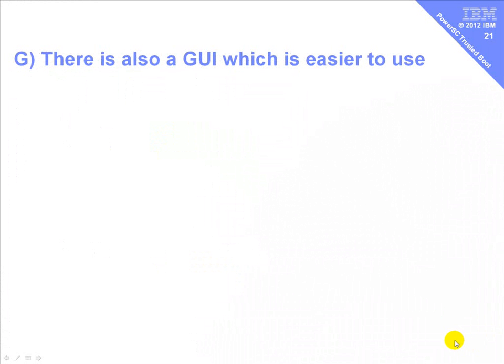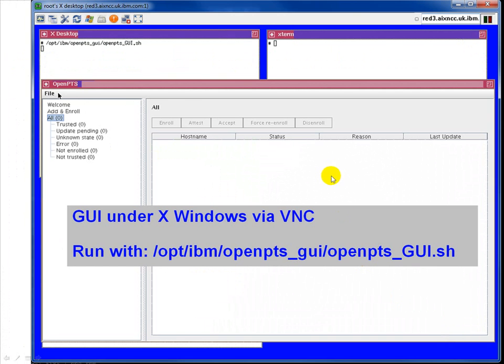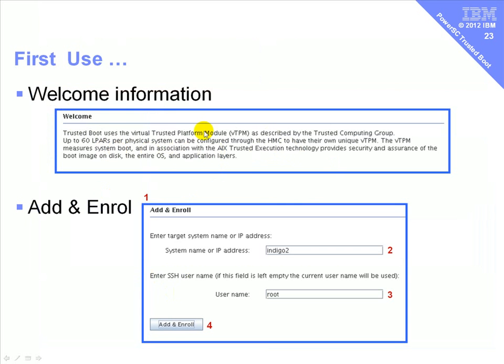Let's have a look at the graphical user interface, which I found a bit easier to use. So here's my X Windows starting up. In one window here, I've typed in this big long command, /opt/ibm/openpts/gui/openpts_gui.sh, and it pops up, looks like this. If we click on welcome and then enroll, we get things like this. So we get a nice little explanation of what's going on.